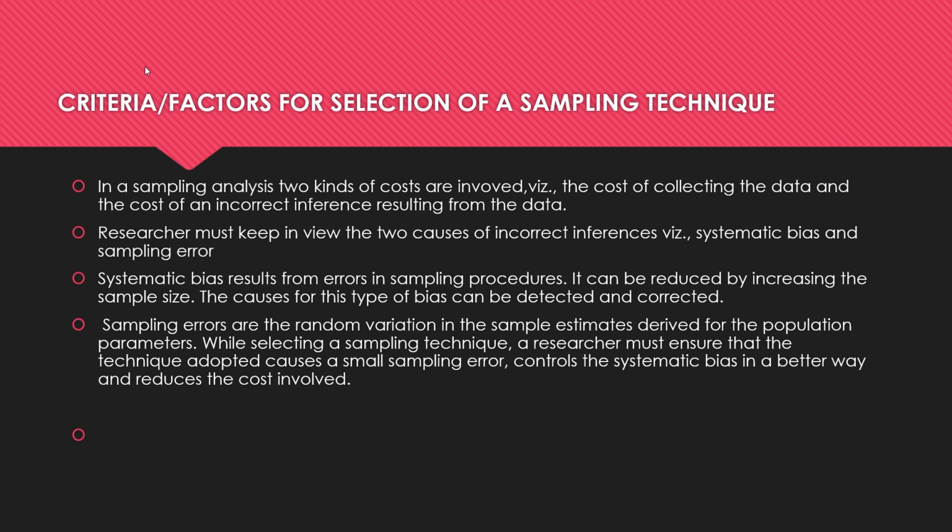While selecting a sampling technique, a researcher must ensure that the technique adopted causes a small sampling error, controls the systematic bias in a better way, and reduces the cost involved. So these are the criteria, and I have taught only what you have to study from an exam point of view, because these are all the sure questions asked regularly in the university exam.